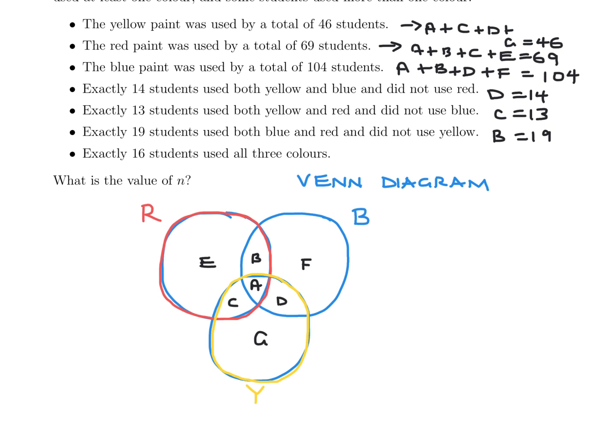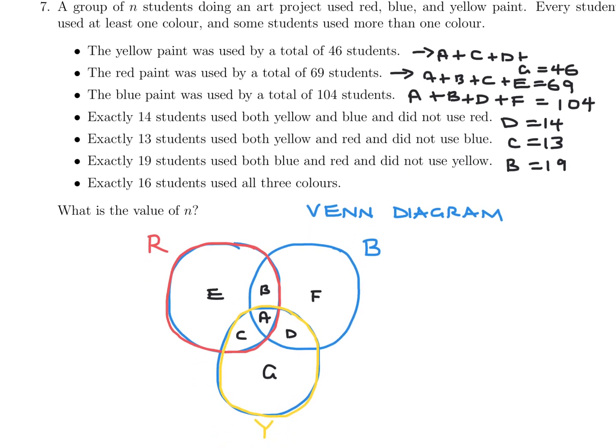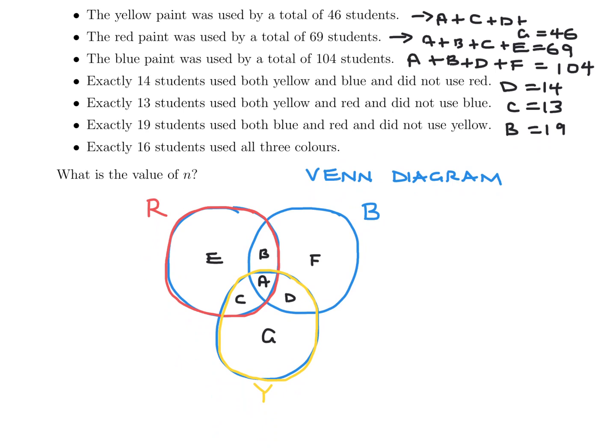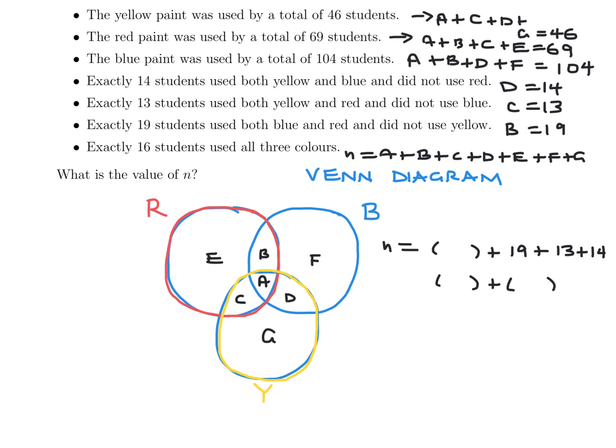Okay, now we've got to solve for, what is N again? N is the total, all the students, so that would be the whole thing. So N is A plus B plus C plus D plus E plus F plus G, the whole thing. Some of these we already know. A we don't know yet. B we know is 19. C we know is 13. And D we know is 14. So all I really need to do is figure out E, F, and G.